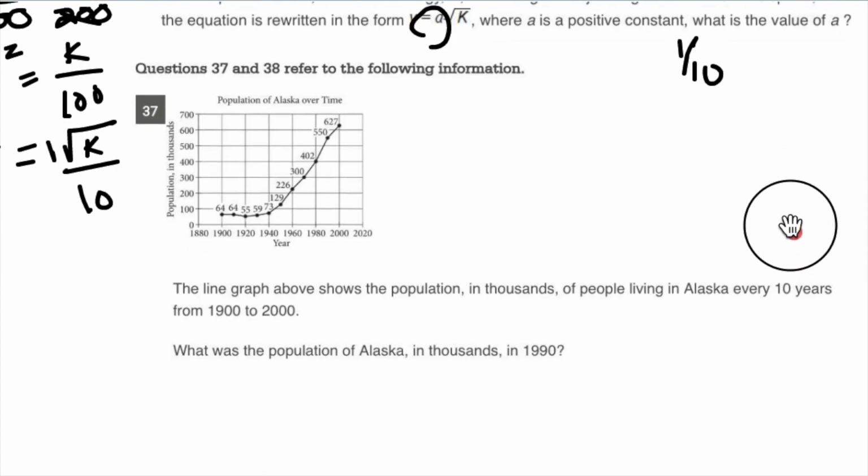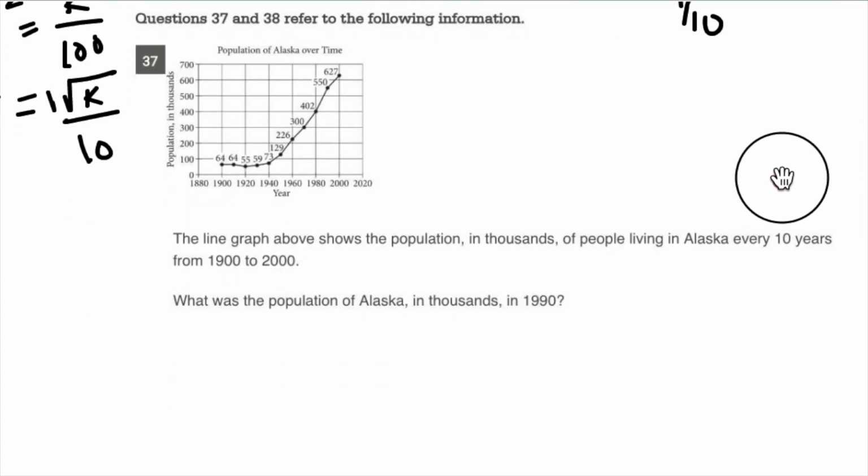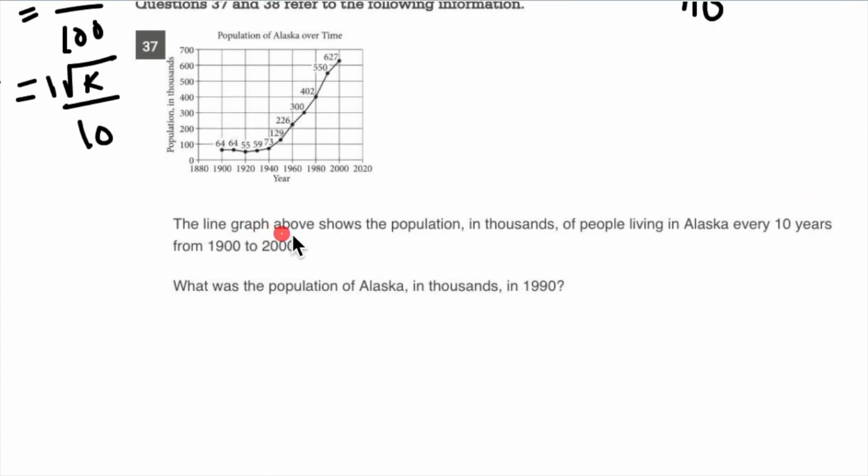Oddly enough, number 37, the next to last problem, is an easy problem. It says the line graph above shows the population in thousands of people living in Alaska every 10 years from 1900 to 2000. What is the population of Alaska in thousands in 1990? So you're just going to track it up. I'm going to go right in between here and look, it's right there, 550. So it's pretty simple. The answer is just 550.